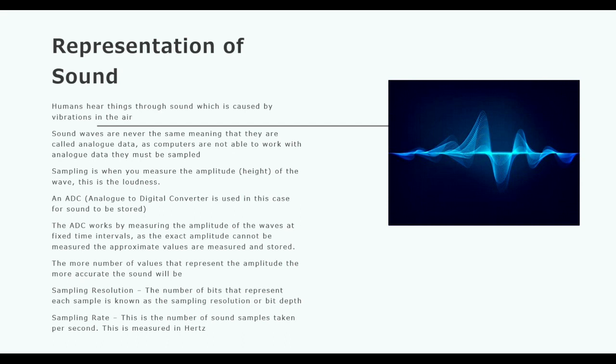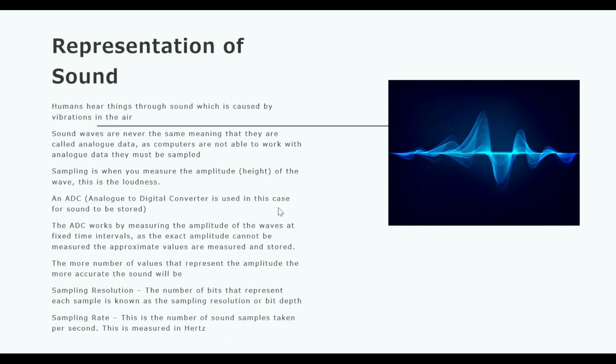Then we go on to the sampling resolution. This is the number of bits that represent each sample. So the higher the sampling resolution, the more accurate the sound will be. And then sampling rate. This is the number of sound samples taken per second. This is measured in hertz.